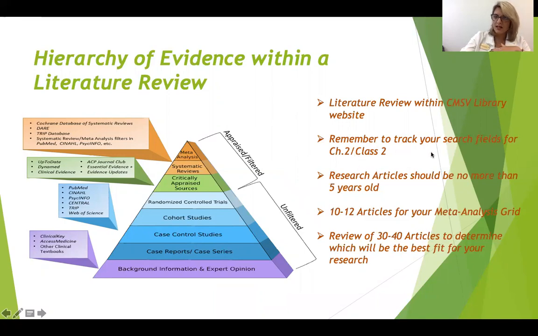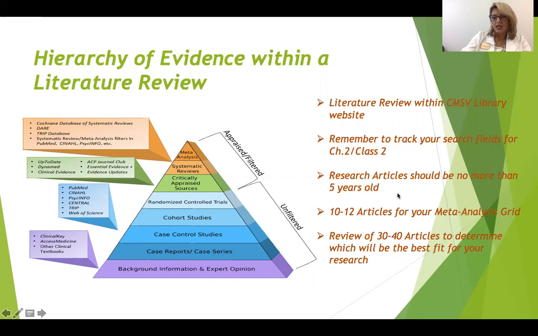All right, so just write down on a page of notes all the search fields you use to find your different literature reviews. Remember, the literature review research article should be no more than 5 years old. All right, we want new, up-to-date data, and that is known as no more than 5 years old.